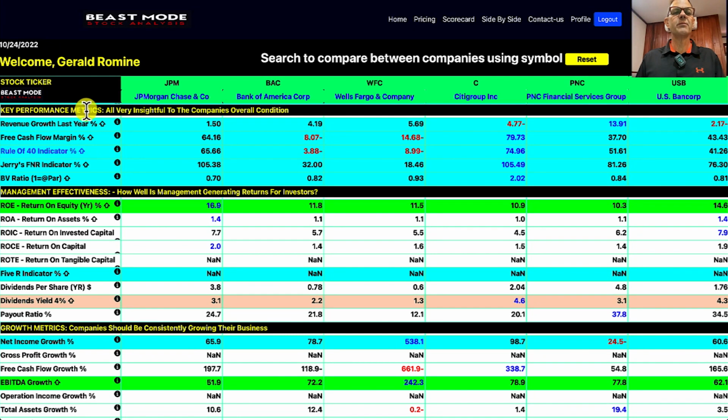Next up, we've got the key performance metrics. These are all very insightful to companies' overall condition. And here we like to see a lot of black and blue, and anything red is a bit of a red flag, and that's something we should definitely take into consideration. So first up, we've got revenue growth last year.